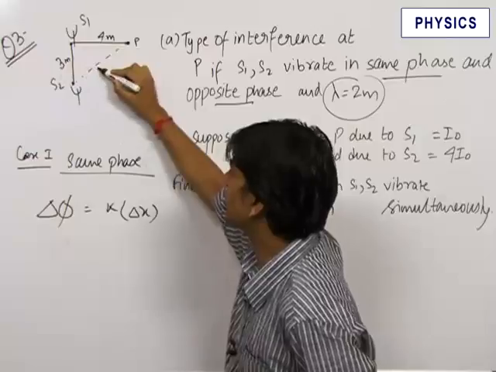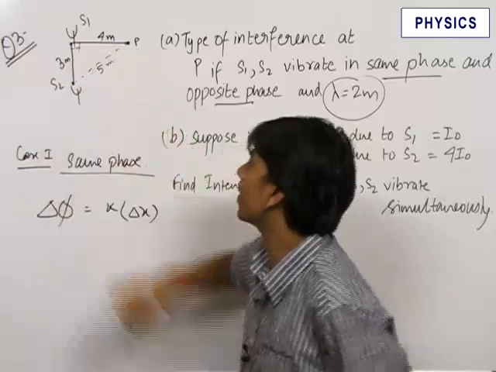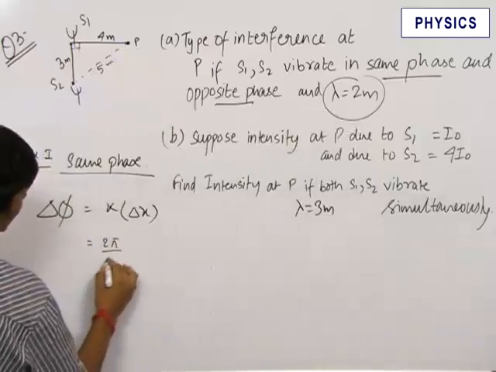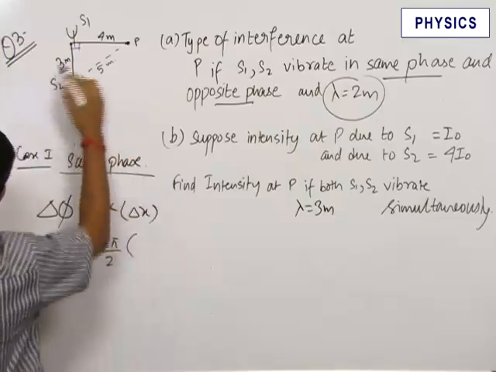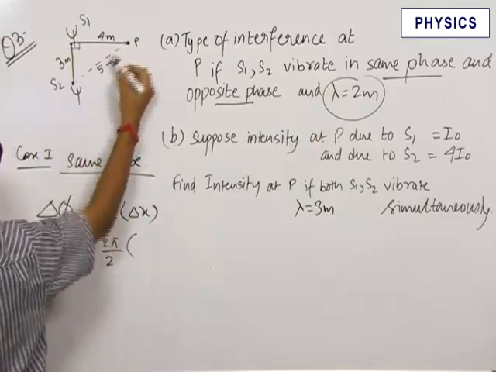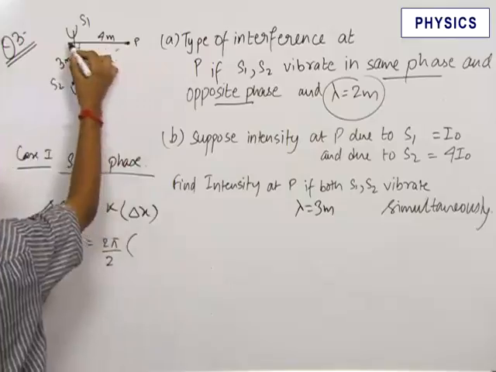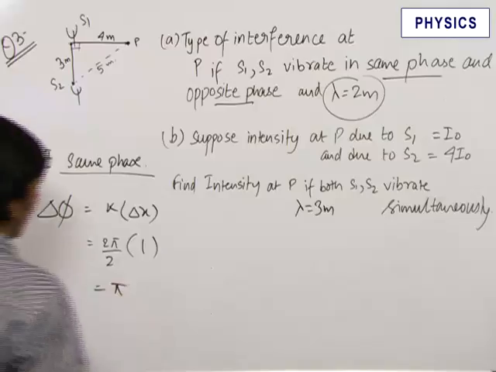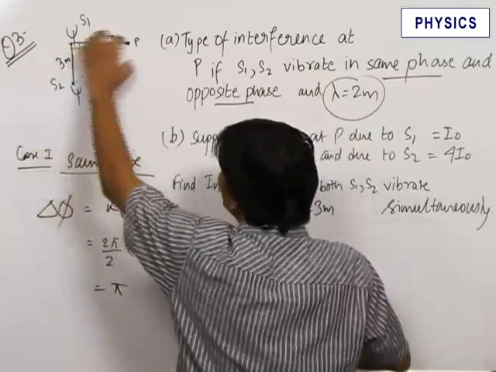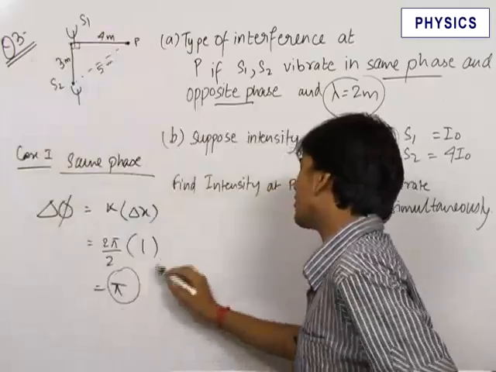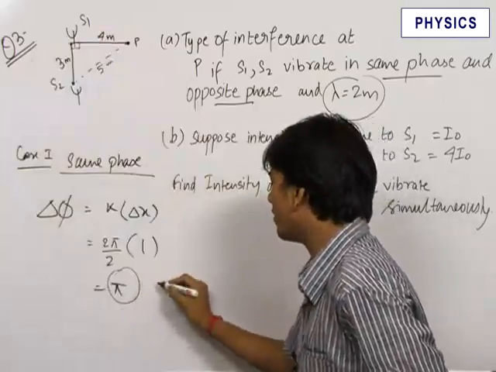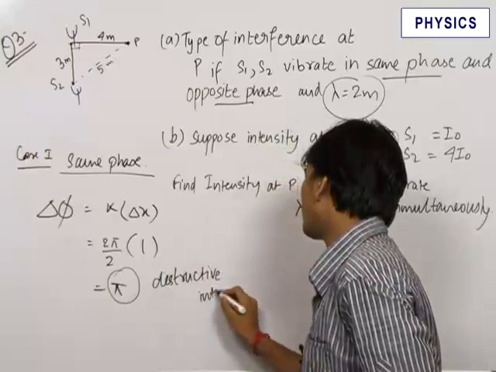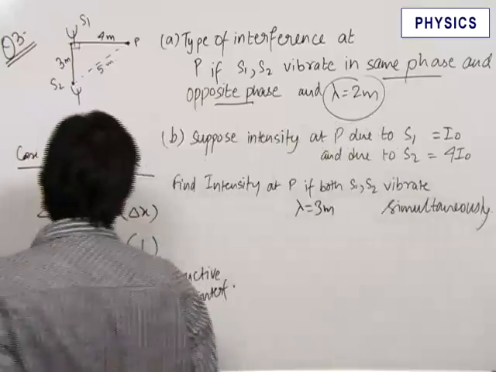This is 3 meters, this is 4 meters, therefore this has to be 5 meters. Therefore, this is equal to 2 pi by lambda, which is 2 meters, into delta x, that is 1 meter. Delta x is the path difference. The sound from this point to this point travels 5 meters, and from this point to this point travels 4 meters. Therefore, the path difference is 1. Therefore, this is equal to pi. Now, the phase difference between the two waves meeting at this point is pi. So, whenever the phase difference is in odd multiples of pi, then we have destructive interference. Therefore, we will have destructive interference.